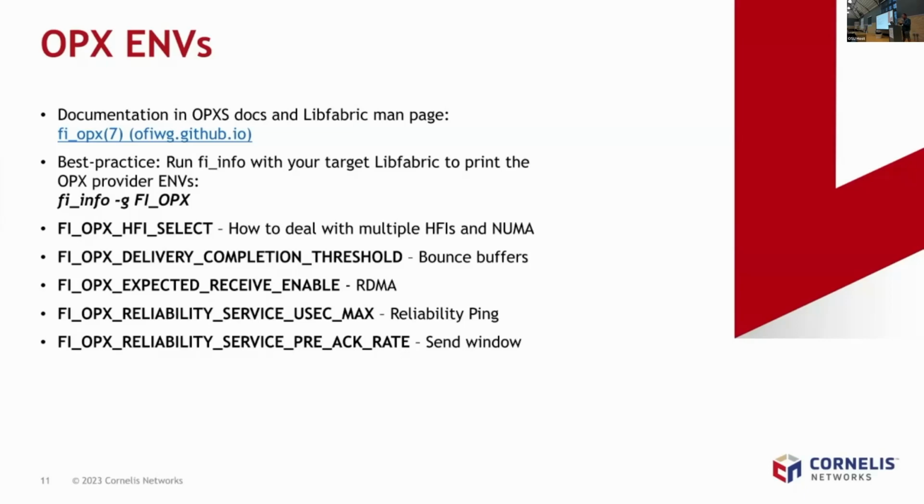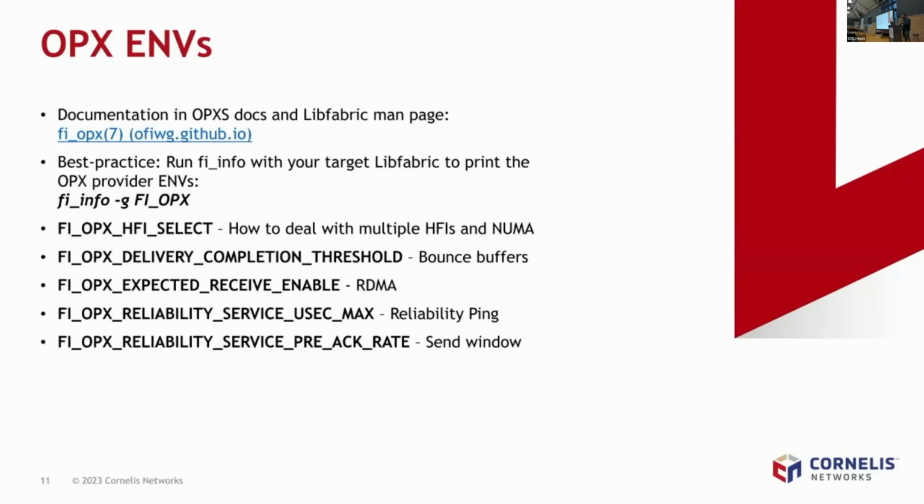So anyway, this delivery completion threshold kind of tunes the threshold when we'll switch to, hey, we're not going to give MPI the buffer back. So it's usually like 16 or 32K, and that has impacts on performance.